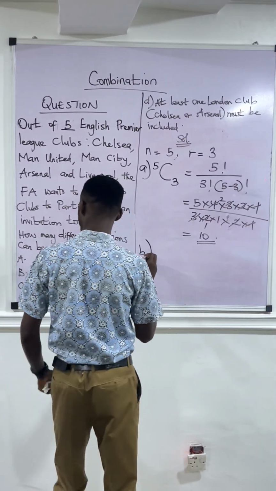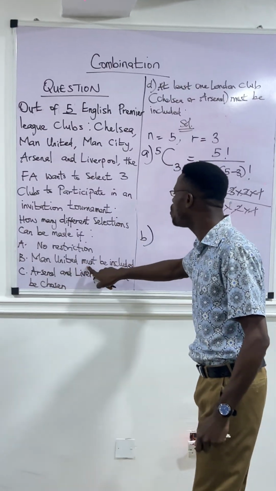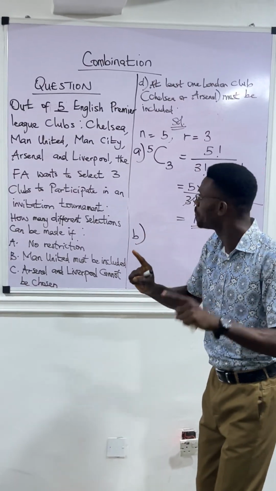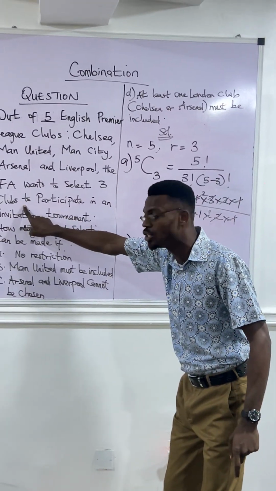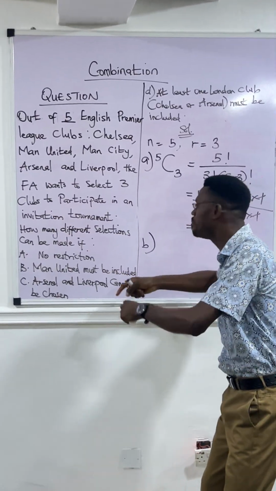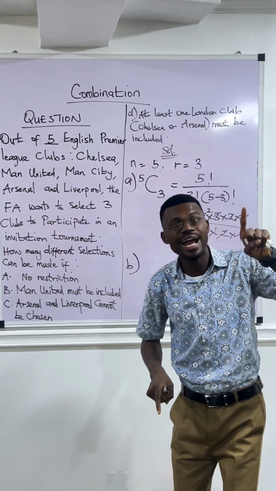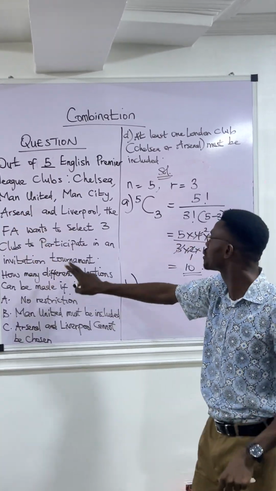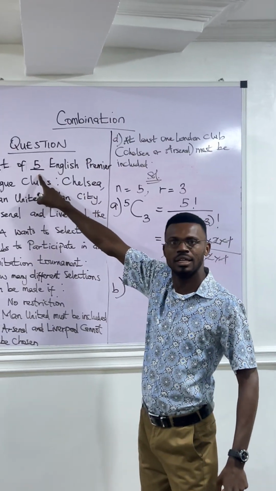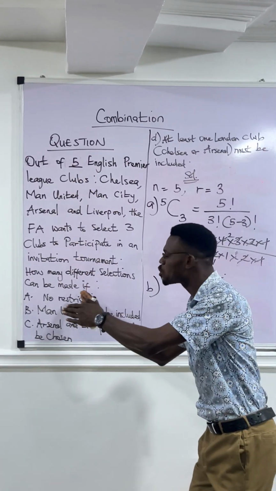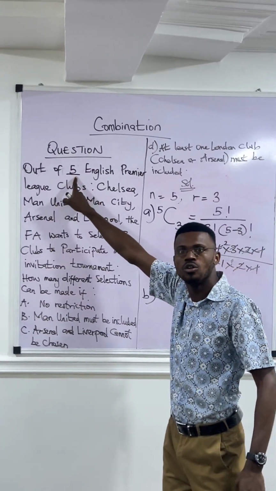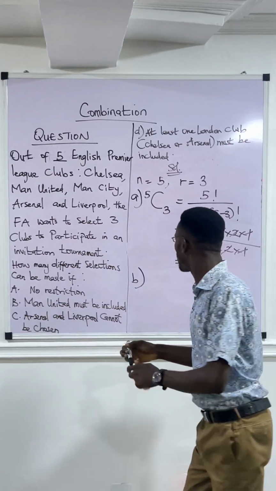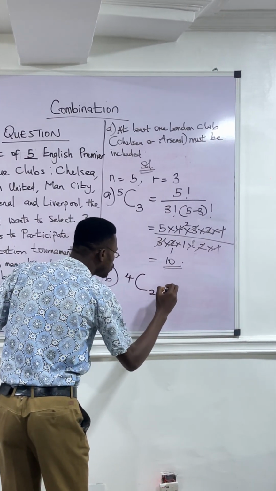Now let's look at the B part. The B part said if Manchester United must be included. We are to select 3 clubs, and Manchester United must be included as a rule. If Man U must be included, how many clubs am I left with to select? 2. So I'm to select 2 out of how many? Will the total still be 5? No. If Man U must be included, the remaining total is 4. So out of the remaining total 4, I'm to select just 2. So the answer to this question becomes 4 combination 2.